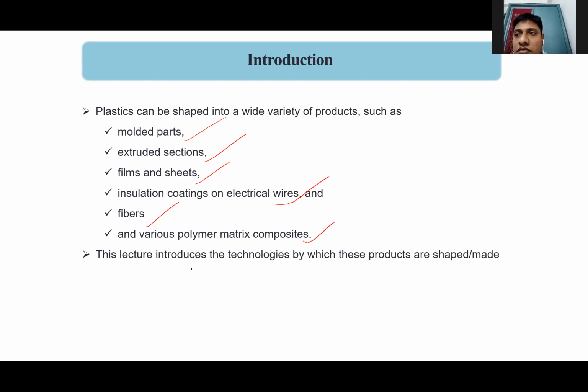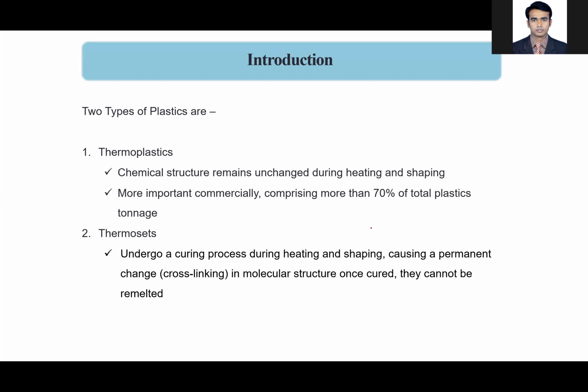This lecture introduces the technologies by which these products are shaped or made. How these products are made, we'll discuss all of this. And actually, there are 2 types of plastics, or three, including rubber or elastomer. One is thermoplastic. In the case of thermoplastic, the chemical structure remains unchanged. That means before melting and after solidification, the chemical structure does not change, but they become solidified.